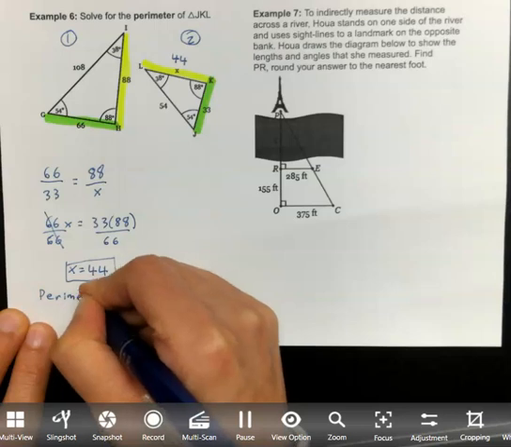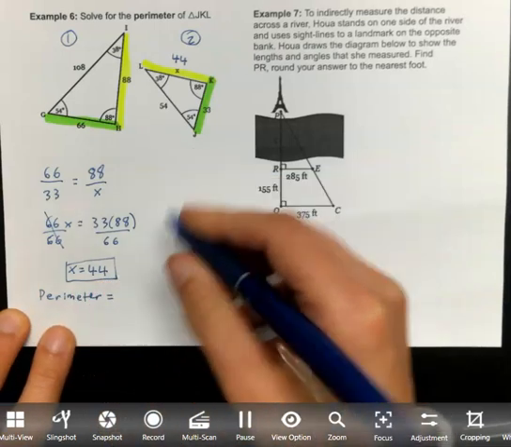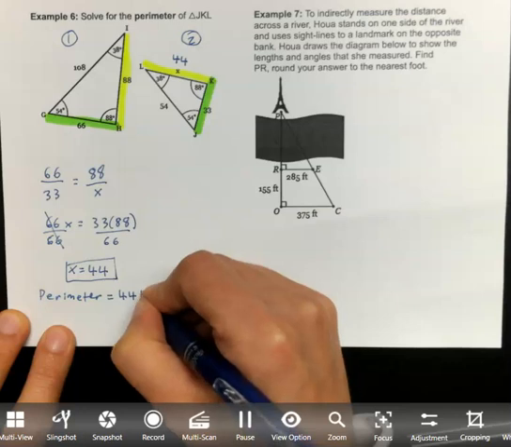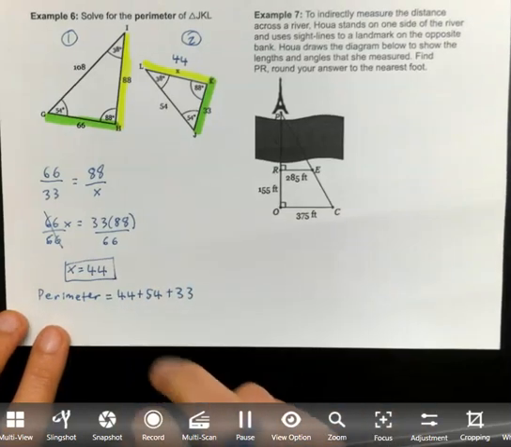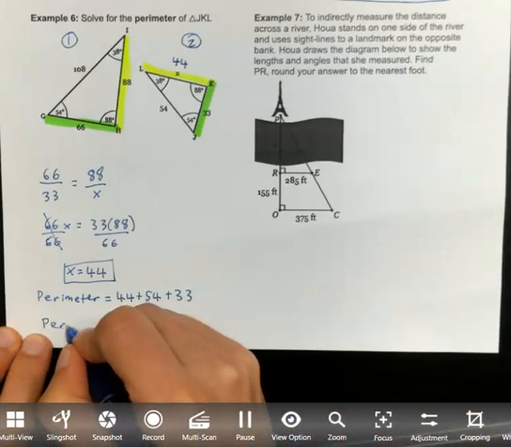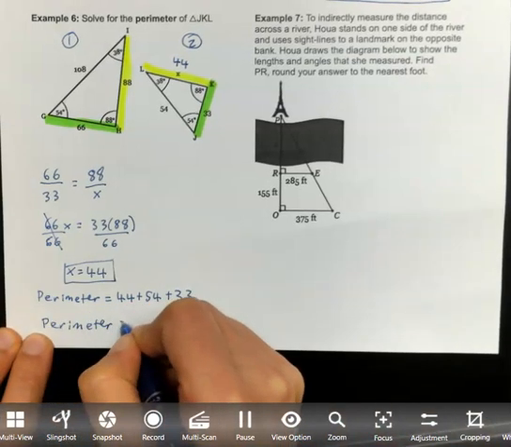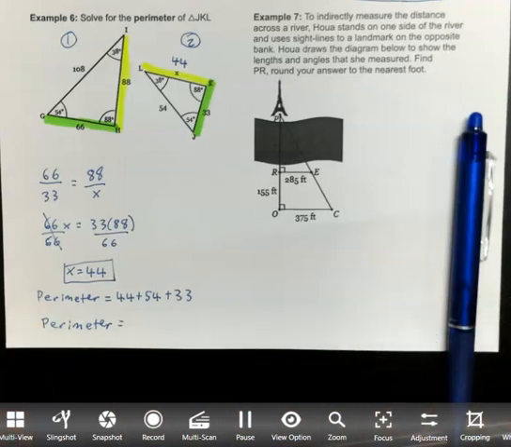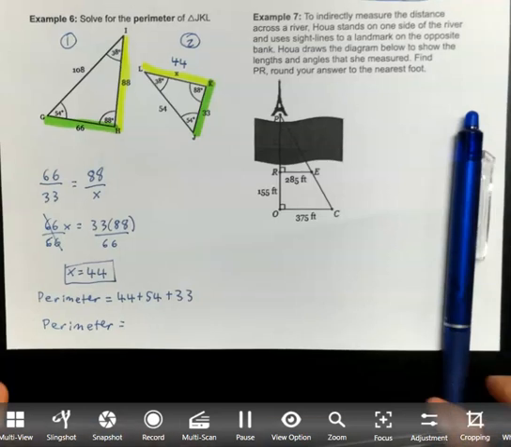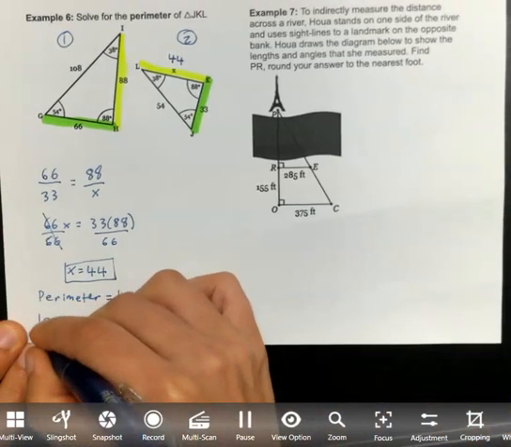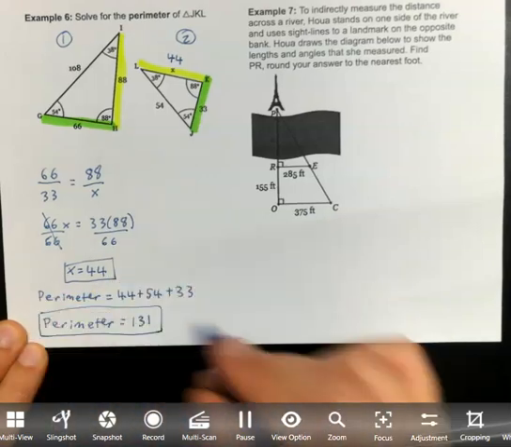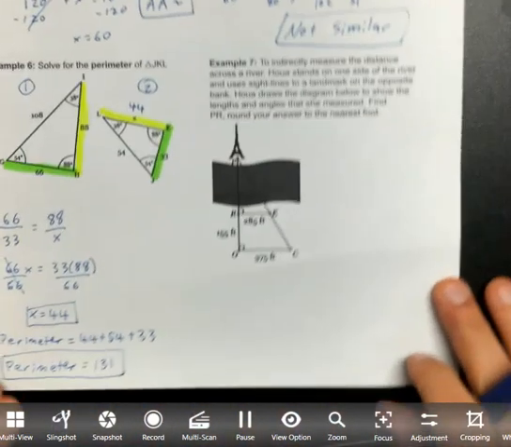Perimeter is equal to 44 plus 54 plus 33. All right, this is what goes in my calculator. And we get perimeter is equal to, let's see, let me put it in my calculator. And when I put that in my calculator, I get 131. Okay? All right, last one.